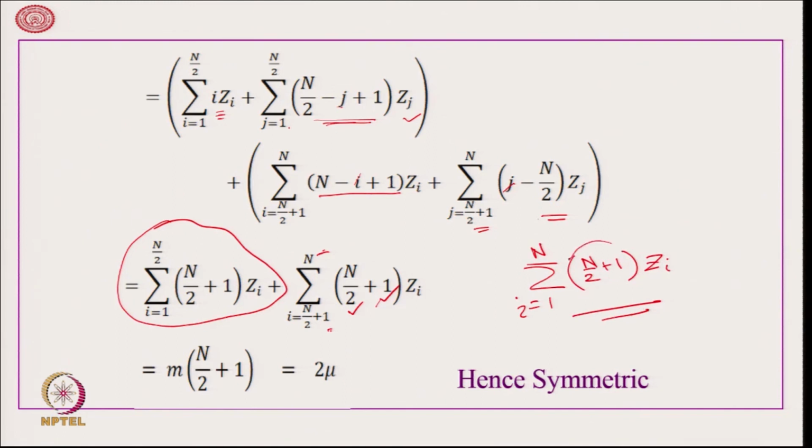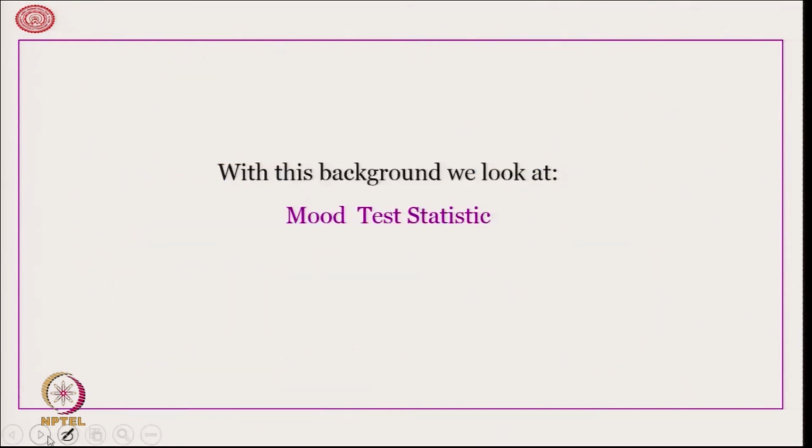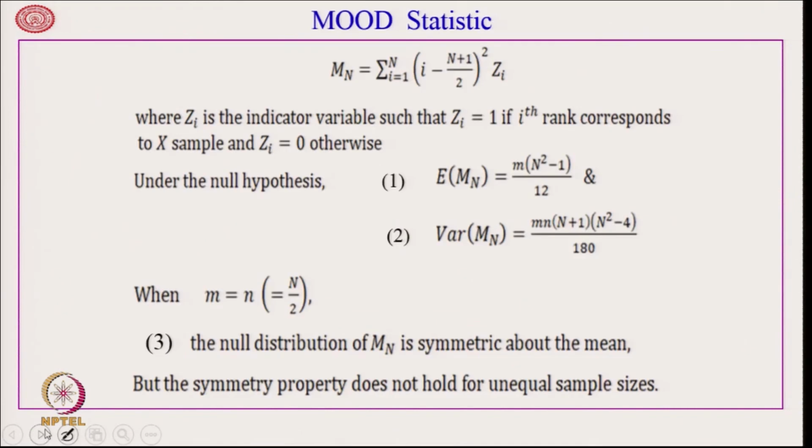Now we can take it out of the summation, and sigma z_i for i equal to 1 to n is equal to m. Therefore, what we are getting is twice mu. Therefore, it is symmetric. With this background, we look at the Mood test.